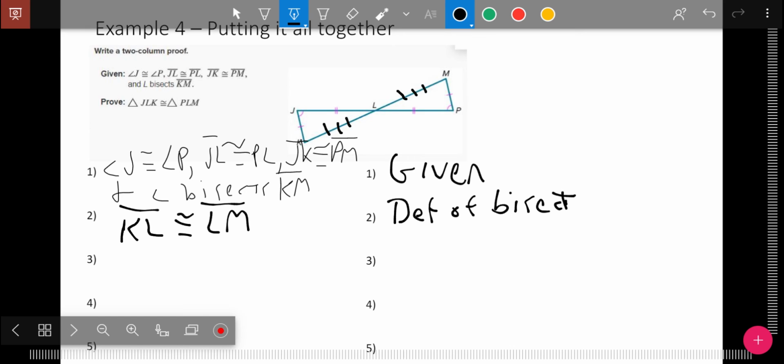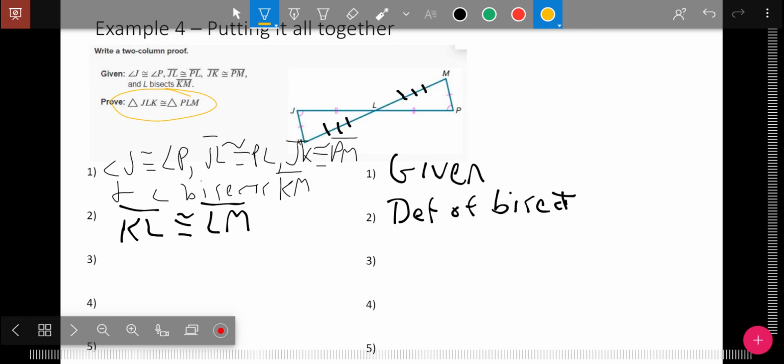Now, to say the 2 triangles are congruent, because that's what I'm trying to prove, right? Down here, I am trying to prove the 2 triangles are congruent. That means I need 6 things. I need 3 sides congruent and 3 angles congruent. Right now, I have all the sides. I'm done with the sides. I only have 1 angle. I only have angle J is congruent to angle P.